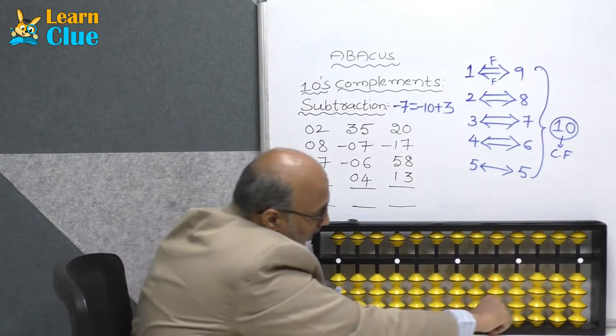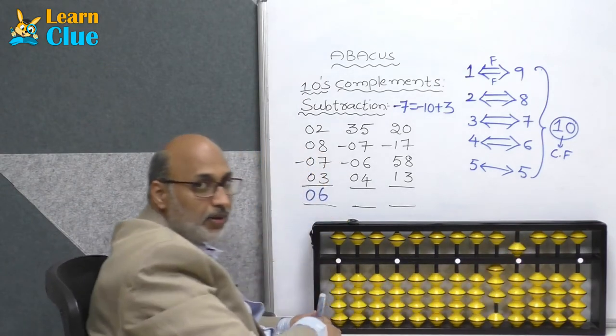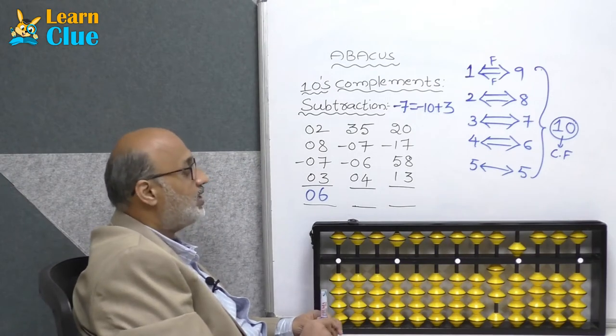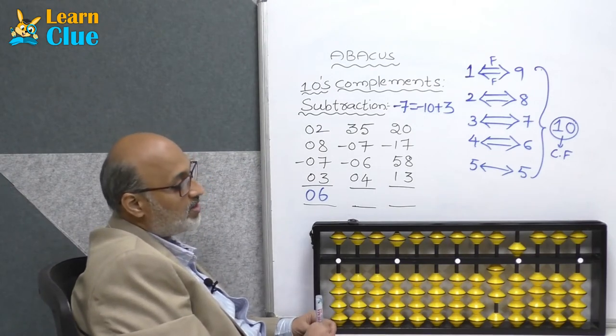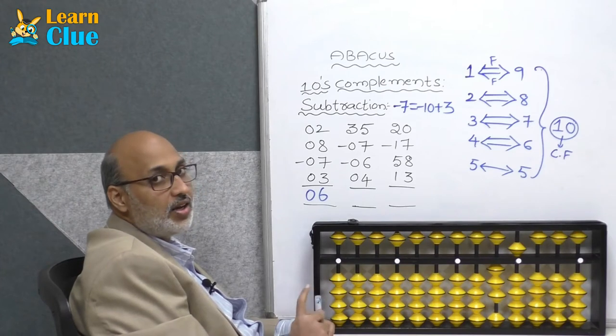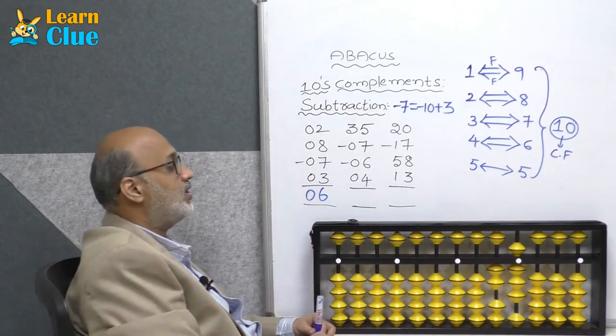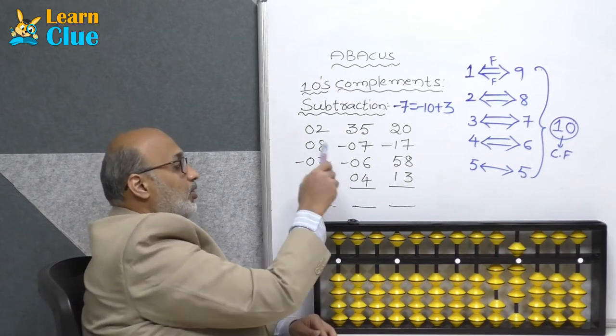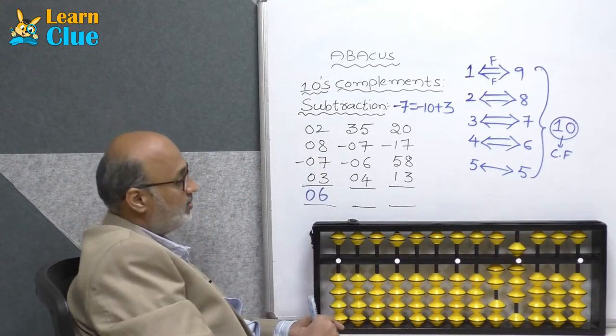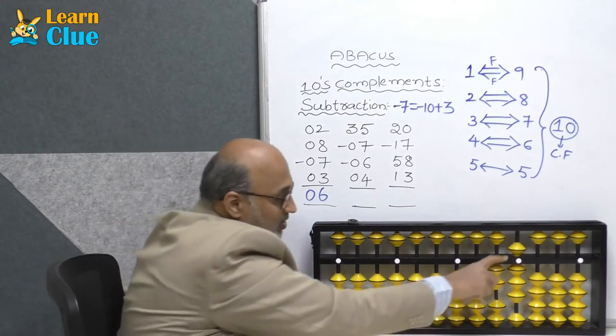Next problem, 35 plus 30 plus 5 minus 7. How to do minus 7 here? Who is the friend of 7? 3, exactly. Minus 10 plus 3. Minus 7 is over. Now we are supposed to do minus 6. Okay. How to do minus 6? Direct.